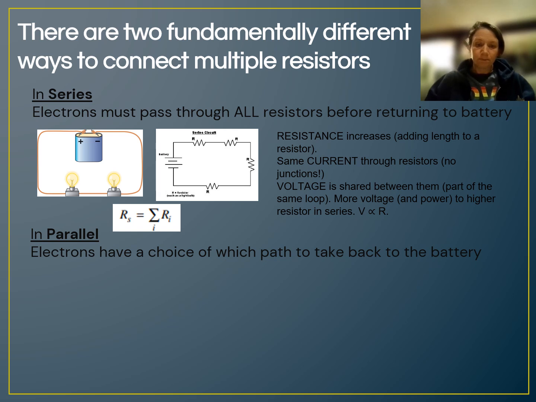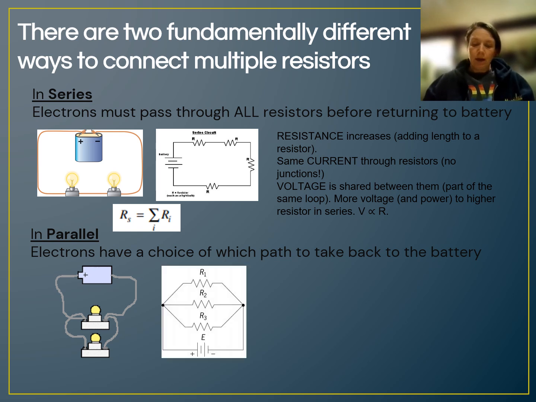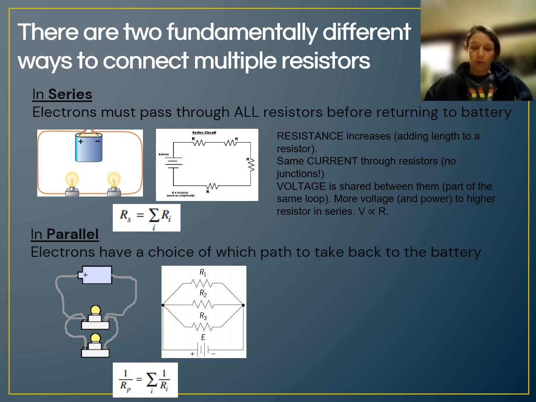The second way of connecting two or more resistors in a circuit is called in parallel. When you connect resistors in parallel, electrons have a choice of which path to take back to the battery. There's a drawing of two light bulbs connected in parallel. You'll see that the electrons leave the battery and they can either go through the first light bulb or the second, but not both. And here is a weird looking circuit diagram or schematic showing 3 resistors in parallel. Again, the electrons have a choice of which one of those they want to go through.